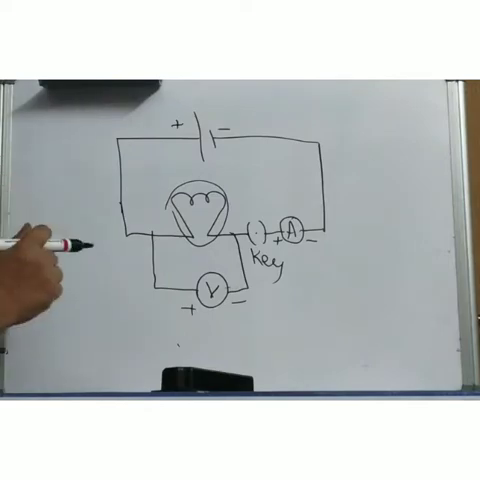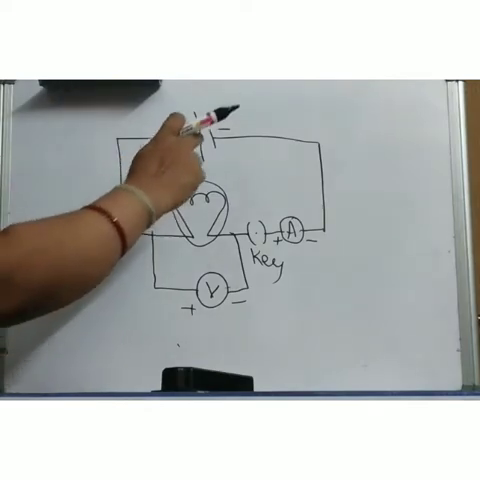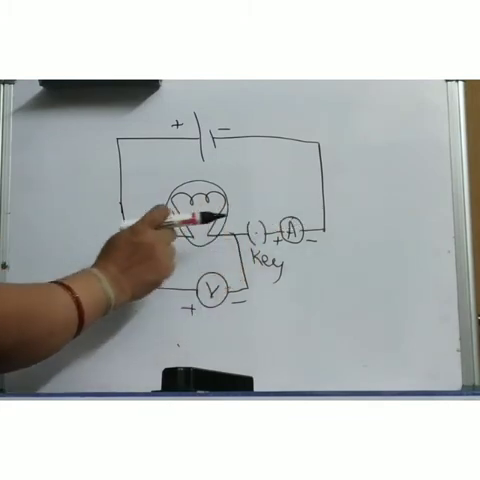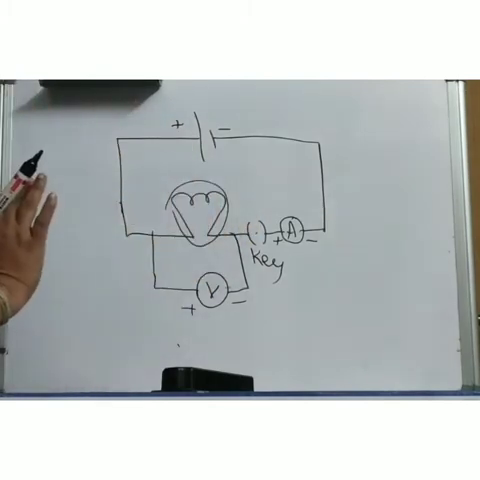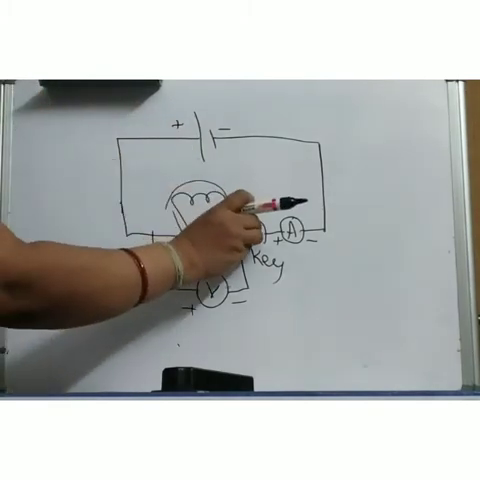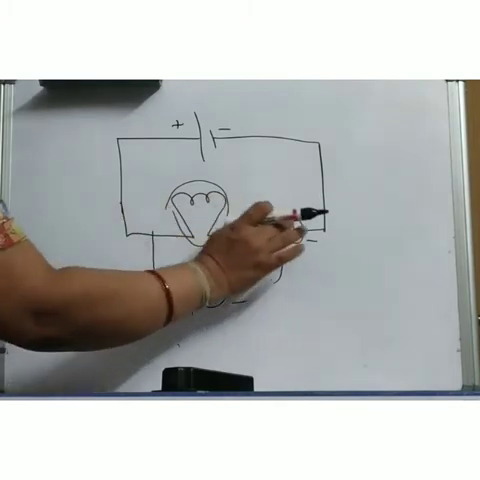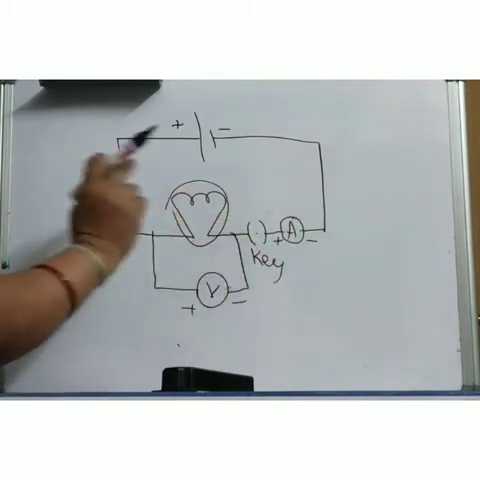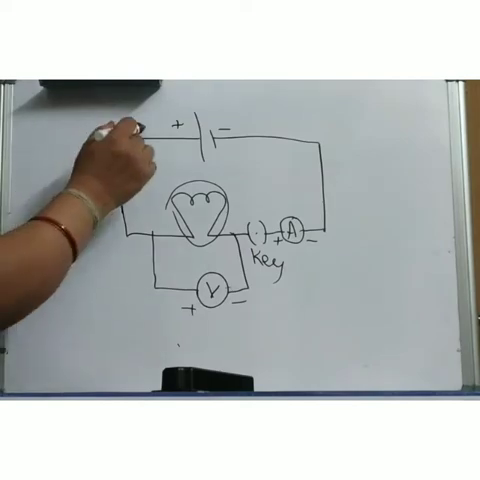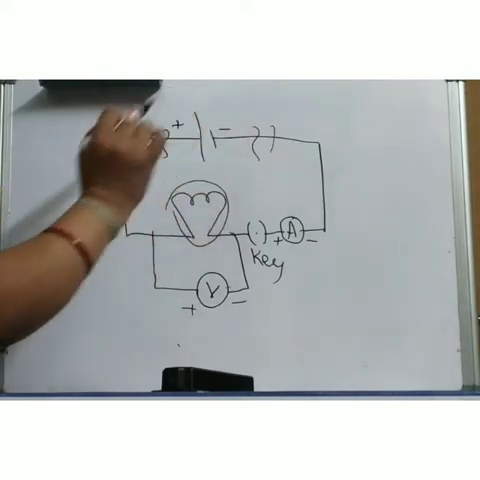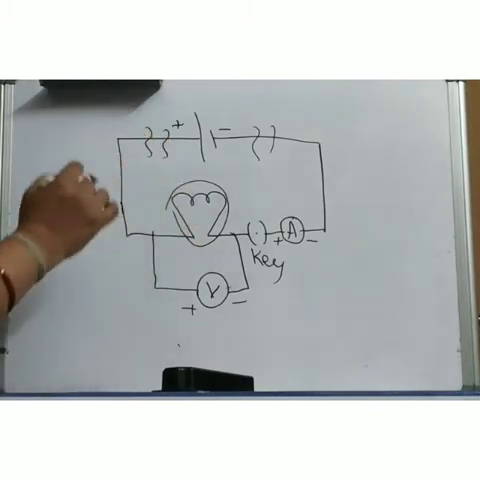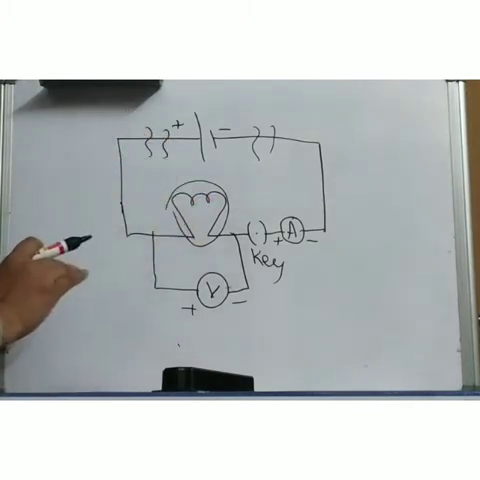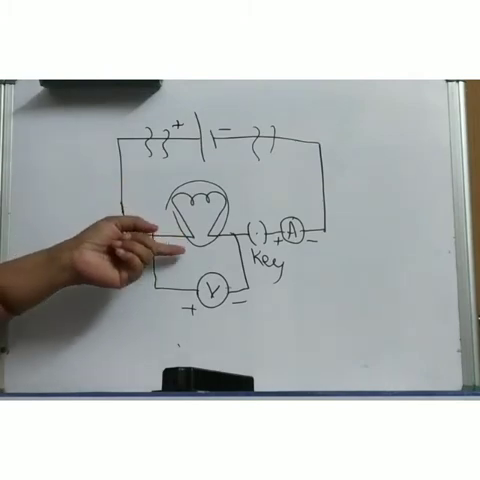So what is a closed circuit? A closed circuit means this key is closed, that means the circuit is broken nowhere. An open circuit means the key is open, that means no connectivity. Not only when the key is open, if there is any break in the circuit, there will be no current flow. Okay. In a closed circuit current will flow, and in an open circuit there will be no current flow.